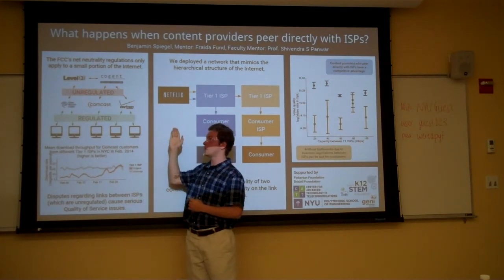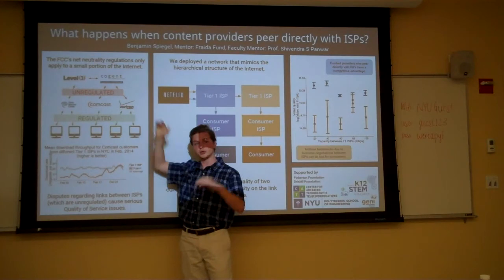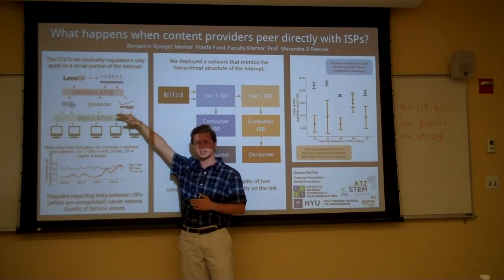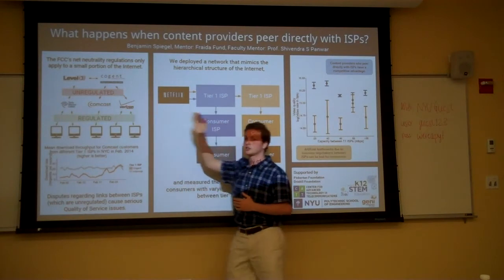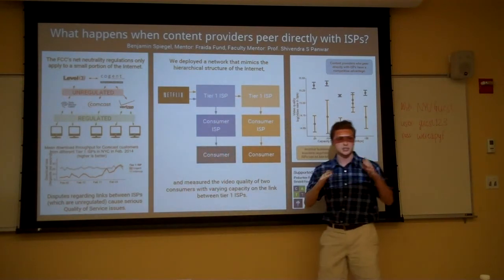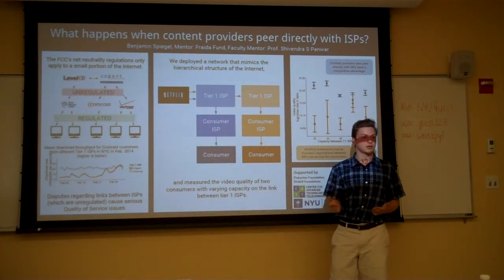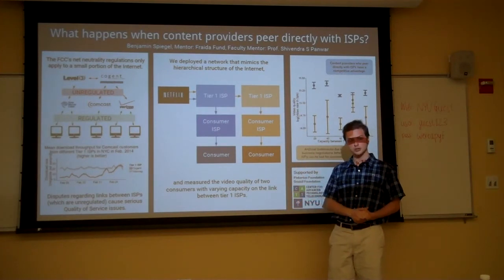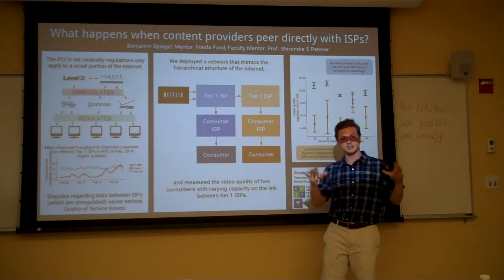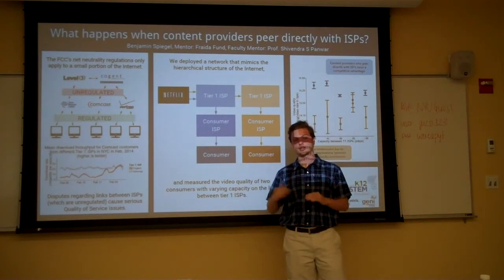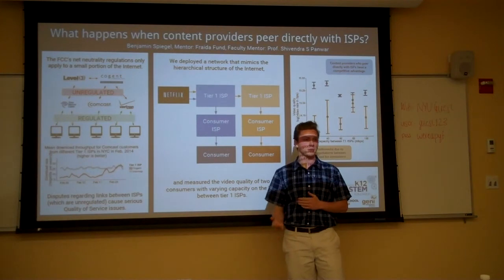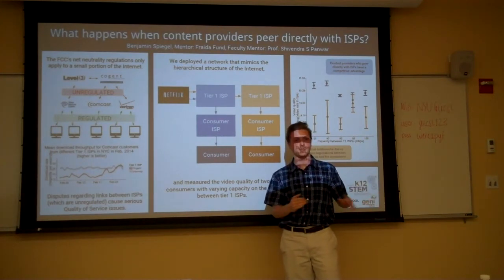So we know that end-user quality of service issues can be caused by high-tier ISP peering. So I set out to find exactly the impact that higher-tier ISP peering has on end-user quality of service. There's a tool called GENI. It's a network of network testbeds located around the United States, usually at university campuses. We have one here at Poly.